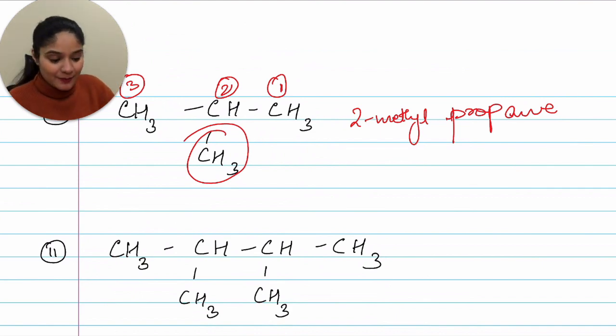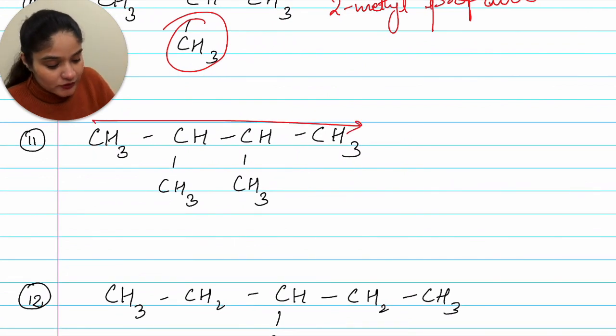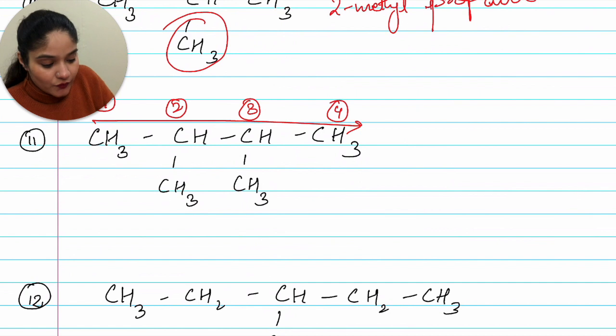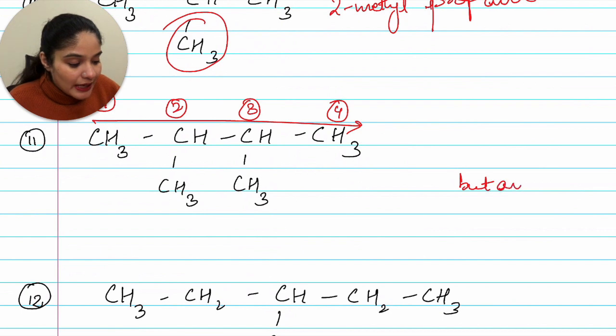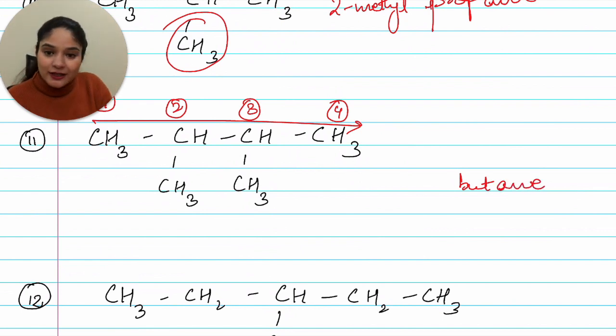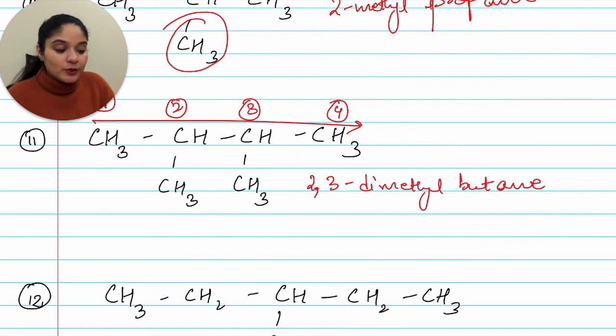Okay. Move on. Select the longest chain. The longest chain is this. 1, 2, 3, 4. 4 means but, single bonds, ane. Butane. And at the second and third position, I have methyls. So what do I write? I write 2,3-dimethylbutane.